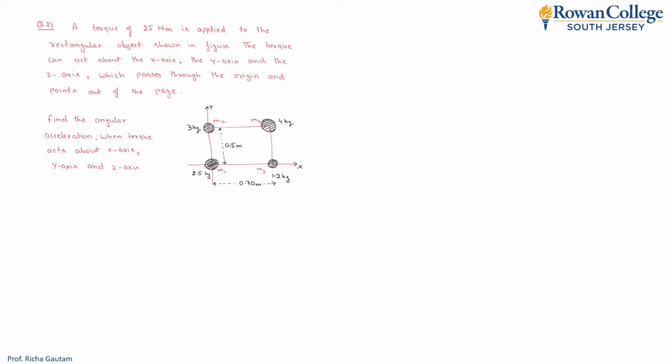Okay, the second question is, a torque of 25 Newton meter is applied to this rectangular object shown in the figure. The torque can act about the x-axis, the y-axis, and the z-axis, which passes through this origin and points out of the page. Find the angular acceleration when the torque acts about the x-axis, y-axis, and z-axis.